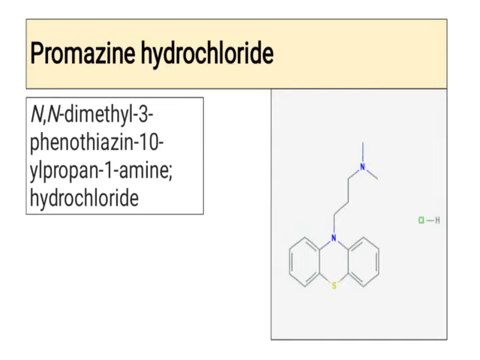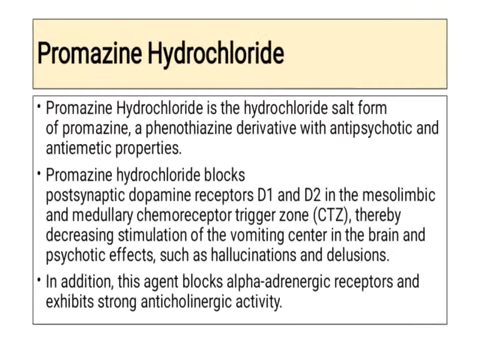Now we will move to the examples of phenothiazine derivatives. So promazine is the example. In promazine, the chlorine group is not present at the second position. Okay, so that is its name, N,N-dimethyl 3-phenothiazine 10-yl propane 1-amine hydrochloride. That is promazine hydrochloride. So it is present as the hydrochloride salt.